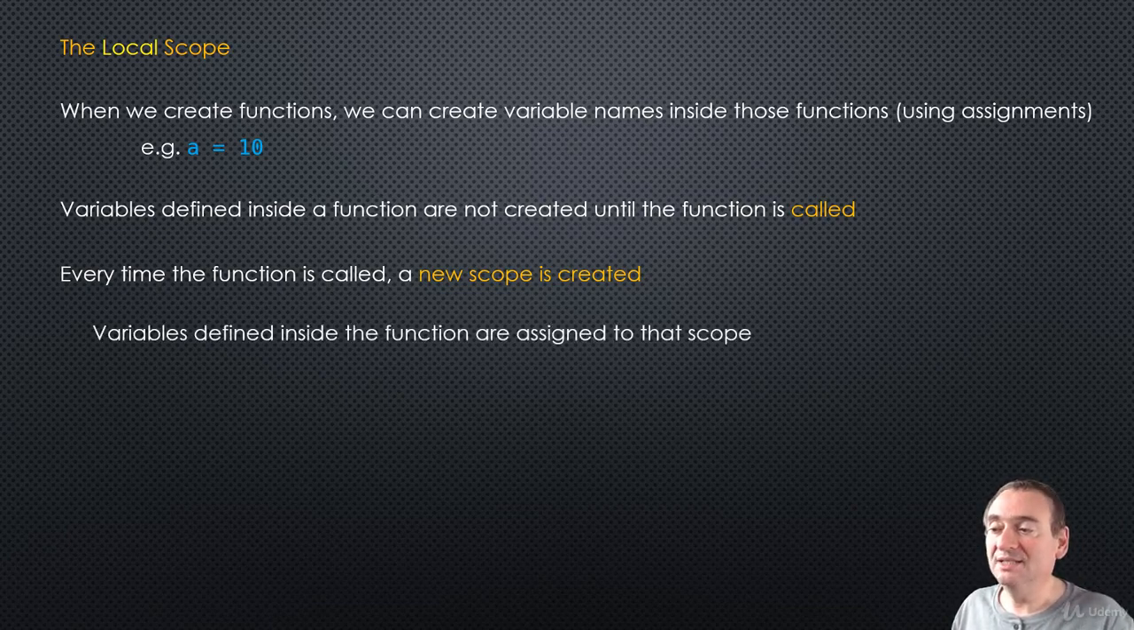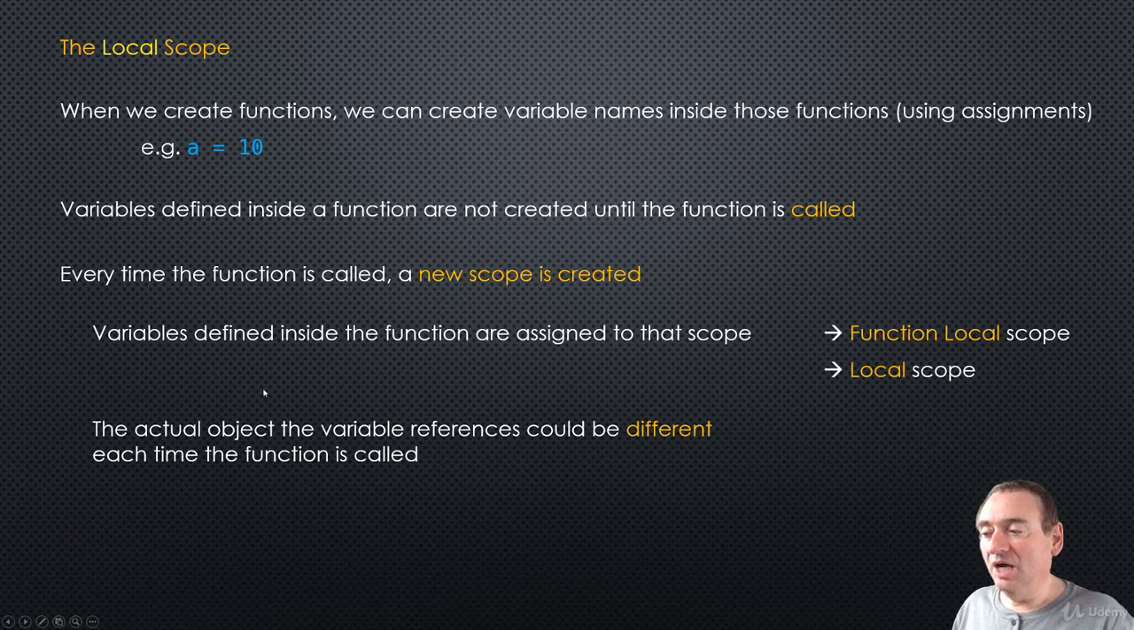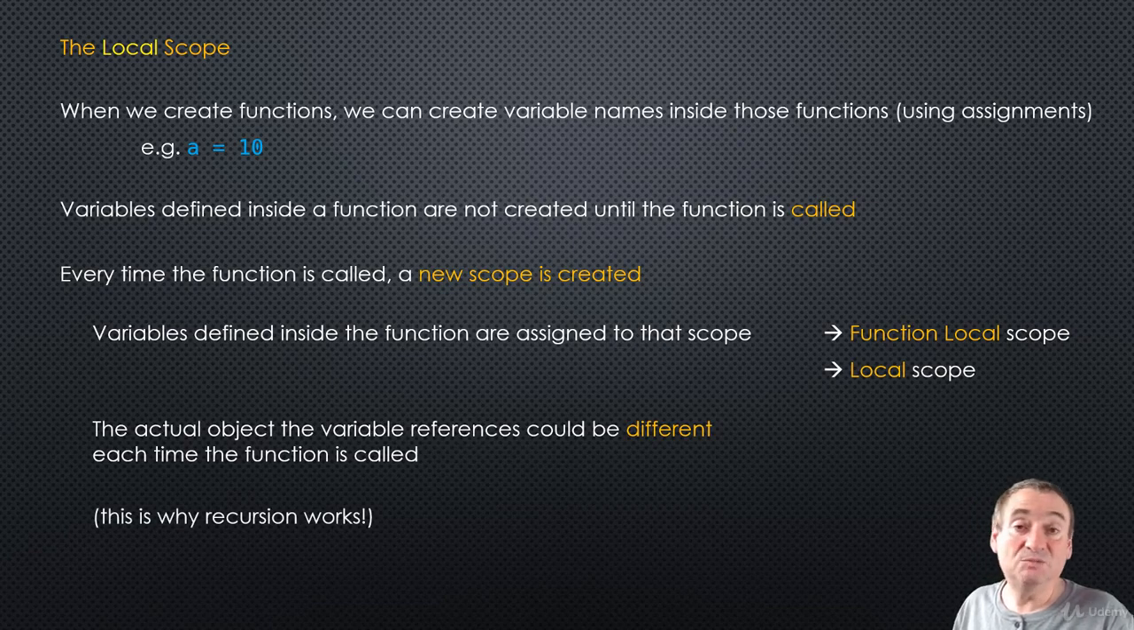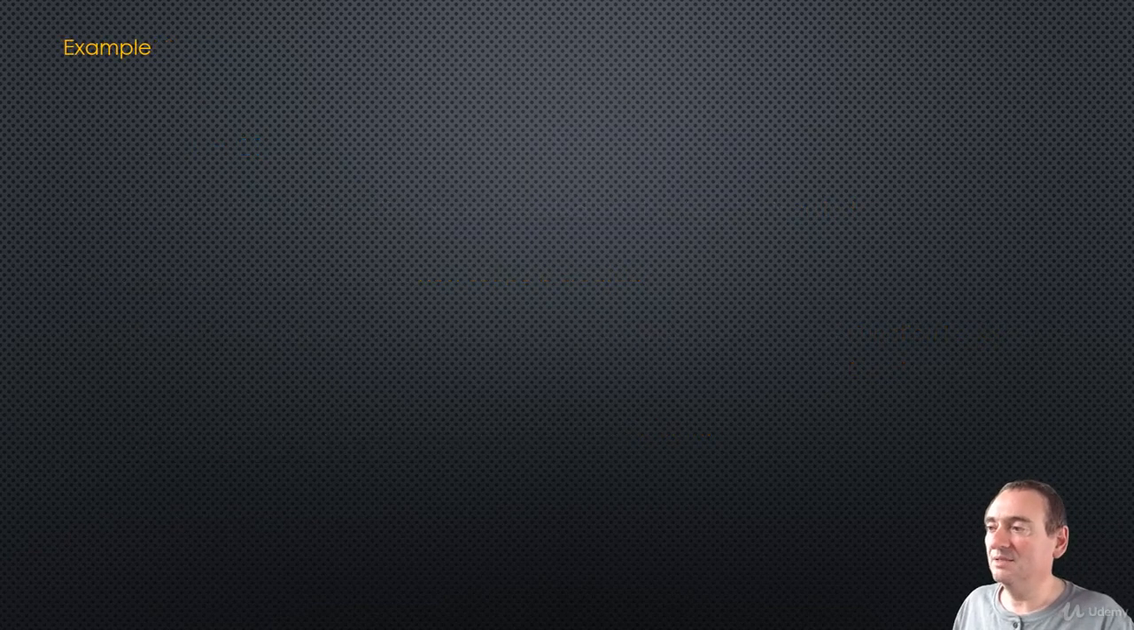So variables defined inside the function are assigned to that scope. In other words, if you make an assignment like a equals 10 inside a function, then that variable, that label a, is put inside the scope of that function, and it's called a local scope. It's called the scope of the function, the local scope. So the actual object that the variable references, of course, could be different every time the function is called, right? And that's why recursion works, because we're able to call the function from inside the function, but every time we pass a different value, and every time we call the function, it gets its own scope. And we'll see that in the code. We'll look at some examples.